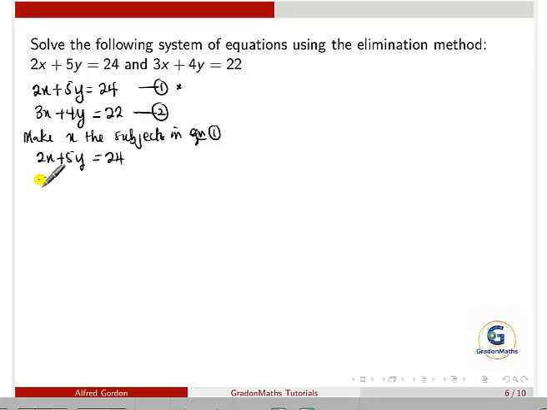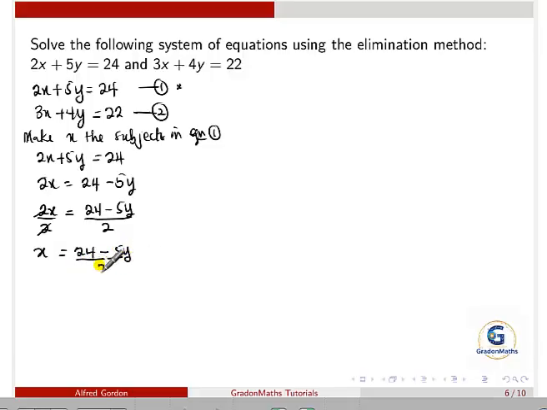Now from here, 2x is equal to 24 minus 5y. So we are trying to make x a subject, so we can divide both sides by 2. So dividing both sides by 2 will give us 2x divided by 2 is equal to 24 minus 5y, all divided by 2. So here 2 divides that, and we have x is equal to 24 minus 5y, all divided by 2. And here x has been made the subject, so let us make this as our equation 3.